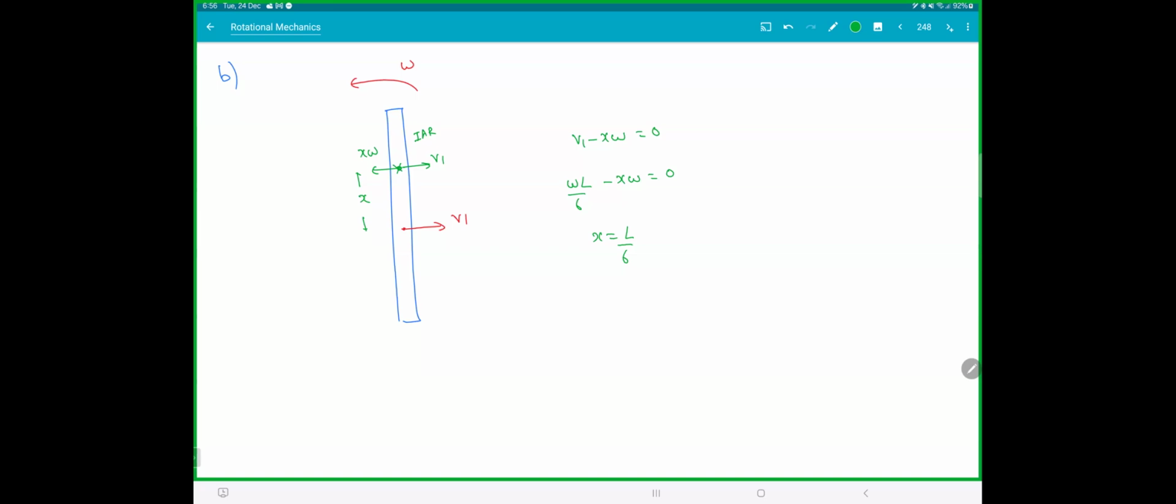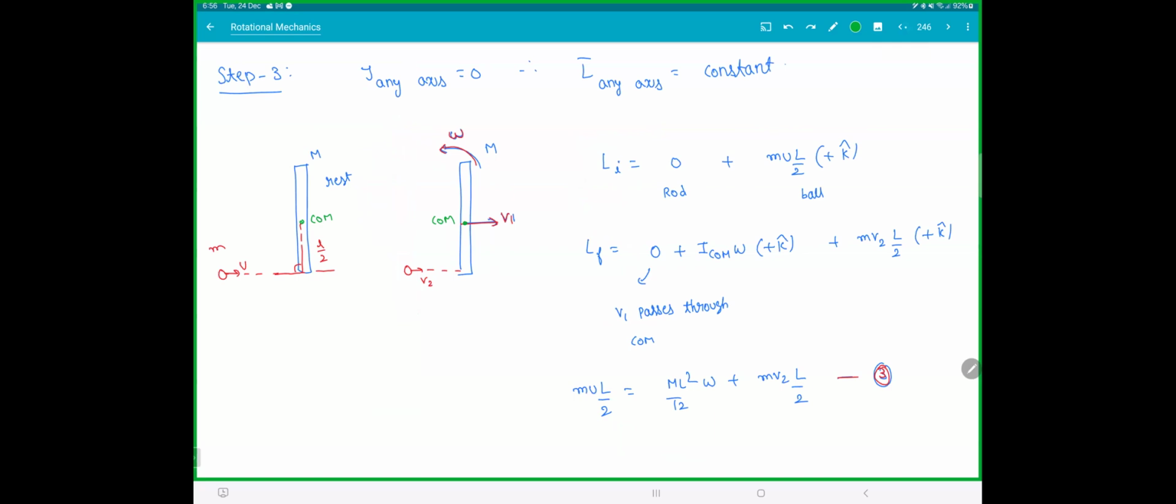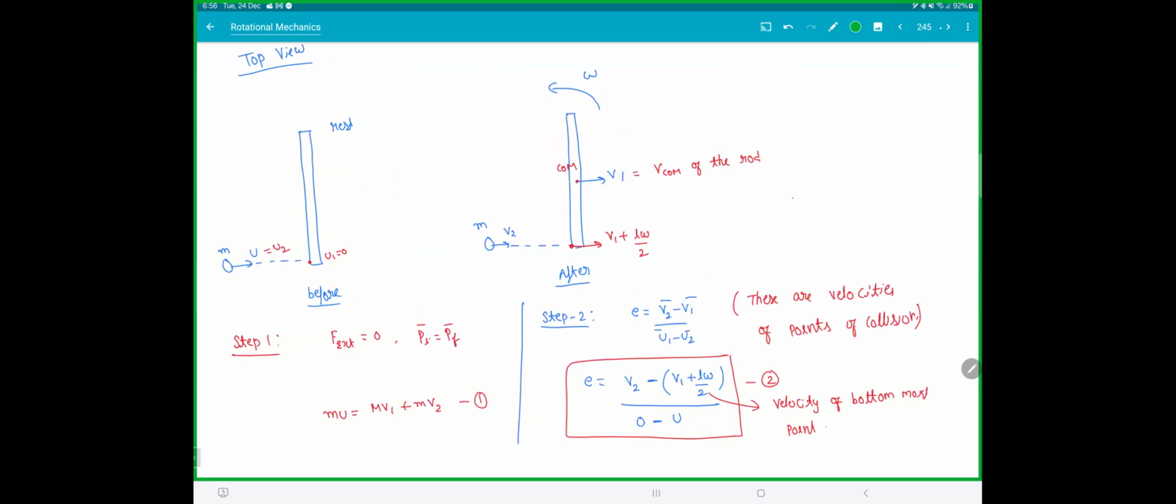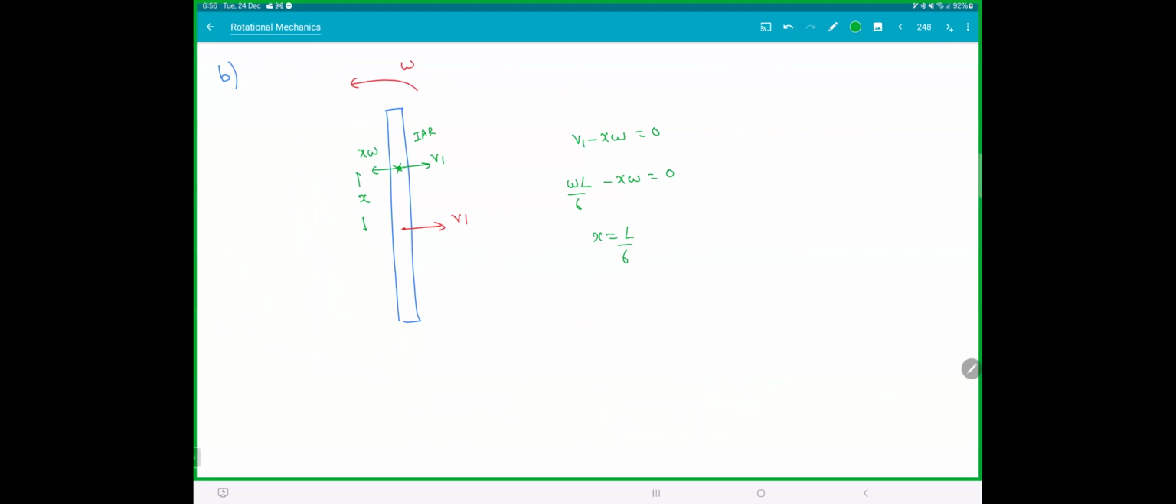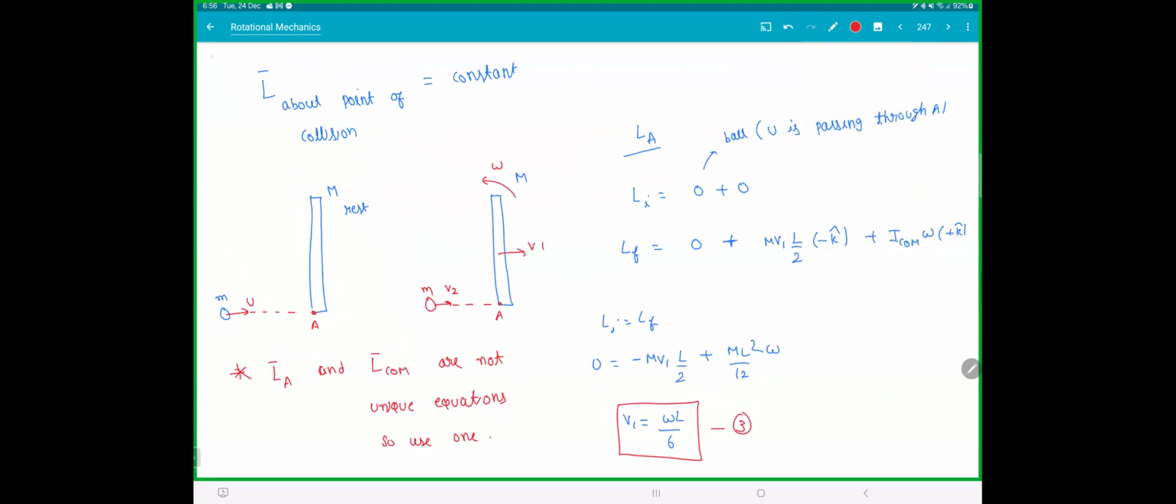Make sense? So if I ask you to find the point whose velocity is 0, I can skip step 1 and step 2. I can just use step 3, angular momentum about the collision point, and I can get the answer in one step. That's the reason I like this third one. So if you ask me, this is also step 3 only. It's not a unique one. Is this clear, everyone?